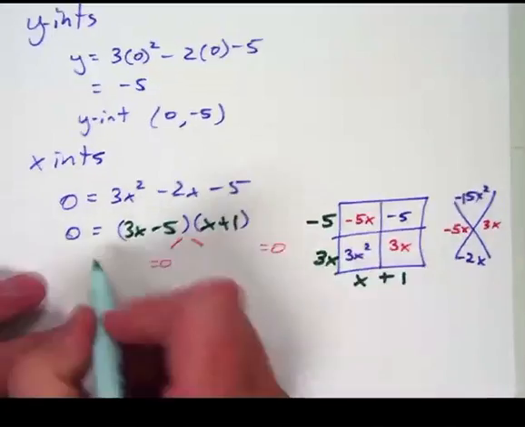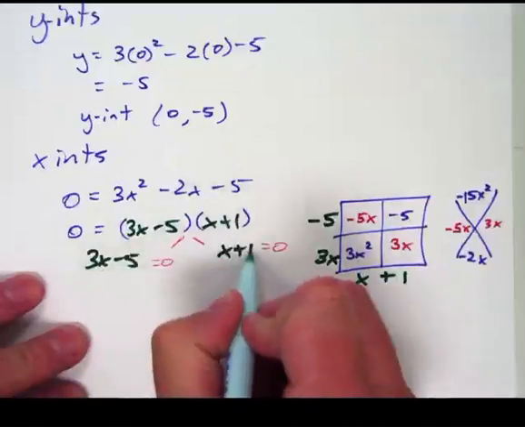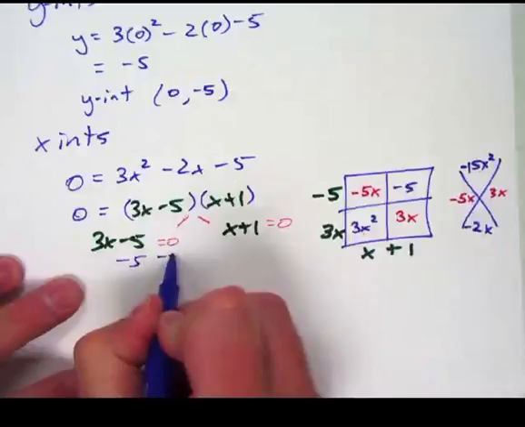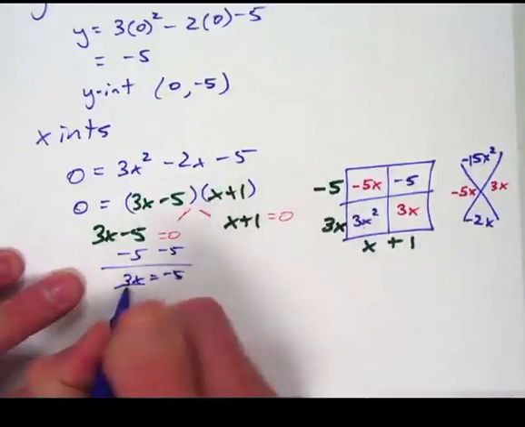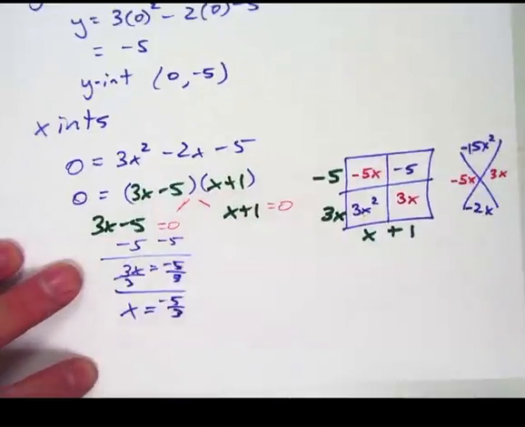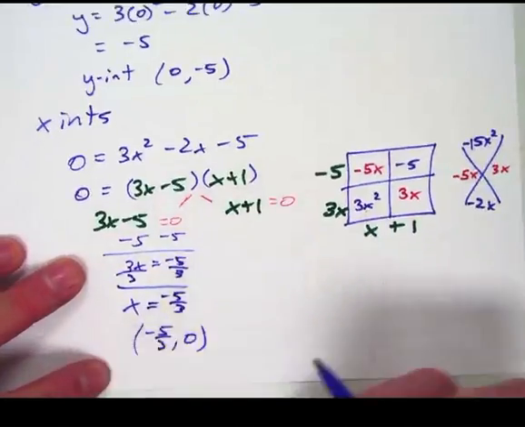Now once we have it factored, we can do the two little baby equations. When does 3x minus 5 equal 0? When does x plus 1 equal 0? To solve these, do what you've been doing to solve equations. Add 5 on both sides. 3x equals 5, divide by 3, and x equals 5 thirds. That is one of the x-intercepts. So 5 thirds, comma 0 is one of them.